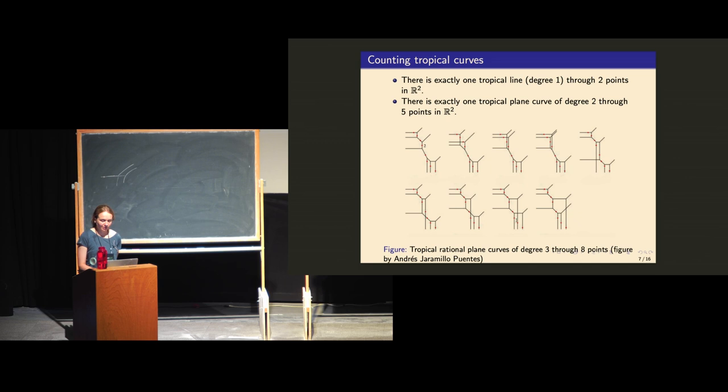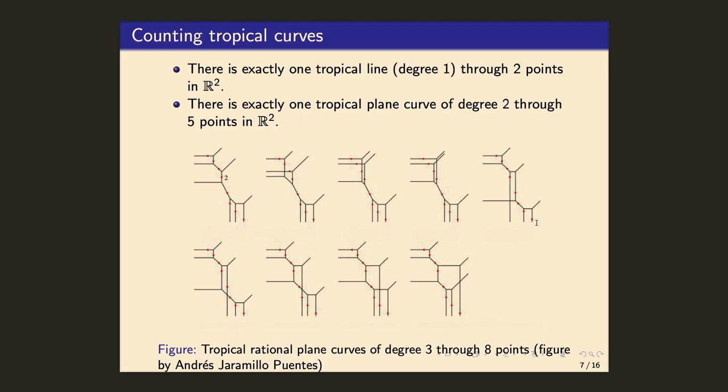these are not smooth. So in general, one can say the genus is really the first Betti number of the graph. So the first one here has genus 0, but all the other ones don't. So you have to subtract these four valent vertices. So here's a four valent vertex. So here we have one loop, but there's also one four valent vertex. So this has genus 0, and the others have 2. So these are the rational tropical curves. And these are actually all the tropical rational plane curves of degree 3 through 8 points. So this is always the same point configuration, and this figure is by Andres.